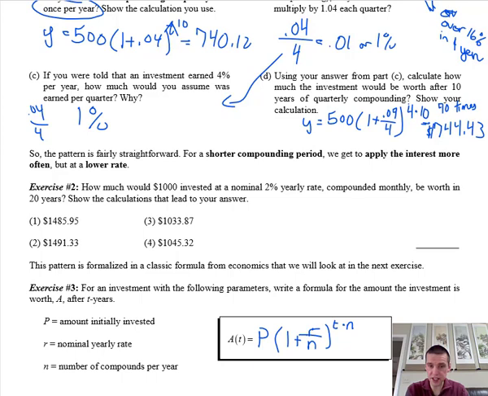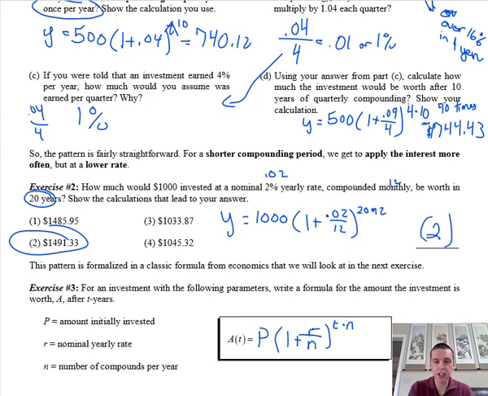And so with this, let's actually do number 2. How much would $1,000 invested in a nominal 2% yearly rate compounded monthly be worth in 20 years? So let's use this formula. So we have our initial amount, 1,000, 1 plus our yearly rate, remember this is 0.02, divided by monthly. Monthly is 12 times. We have 12 months in a year. Raised over 20 years. So 20 times 12. That's a multiplication symbol.